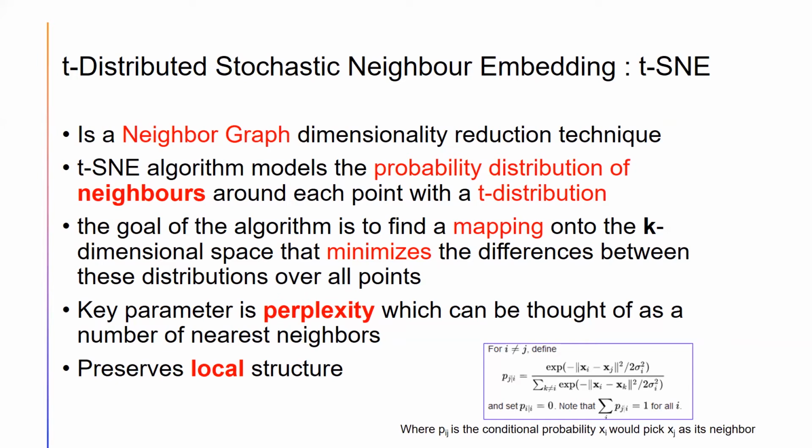The key parameter of TSNE is perplexity, and that could be thought of as a variable to control how much of the nearest neighbors you want to look at. It's kind of beyond the scope to talk about local and global structure properly, but TSNE really does preserve local structure and not so much global structure, but we'll get to that when we talk about UMAP.